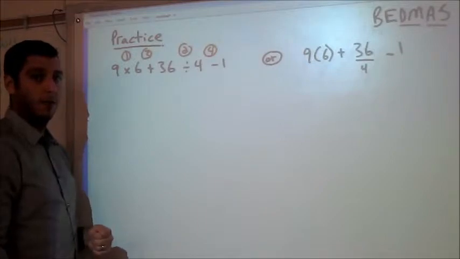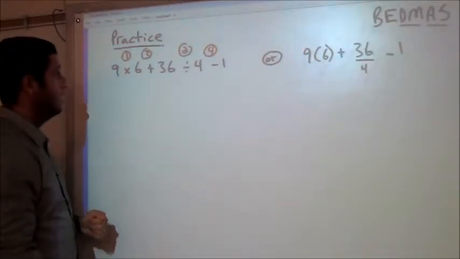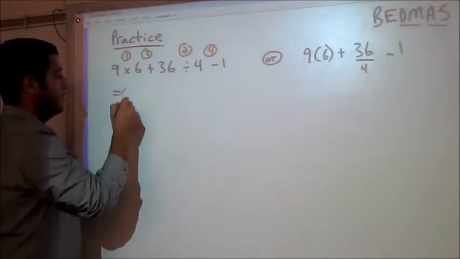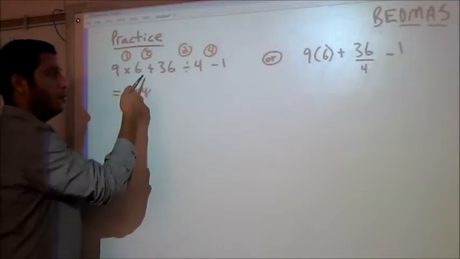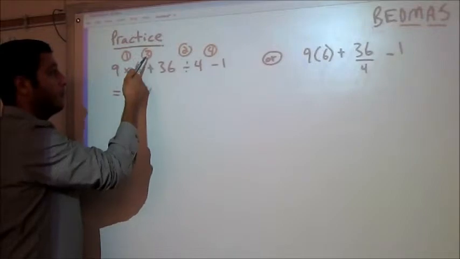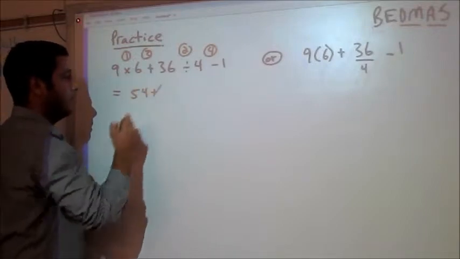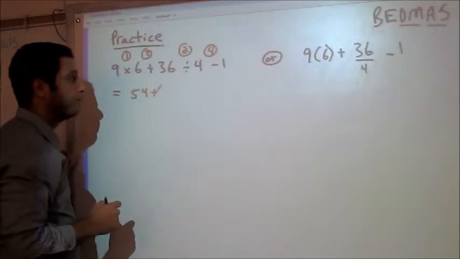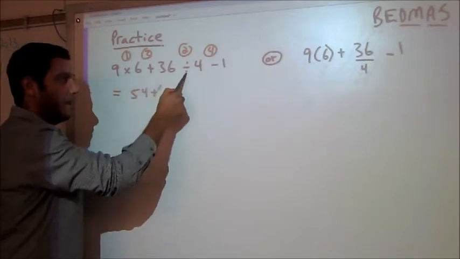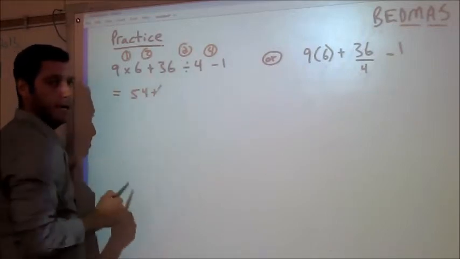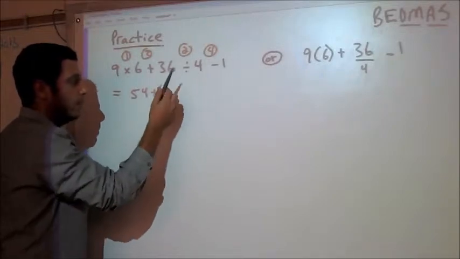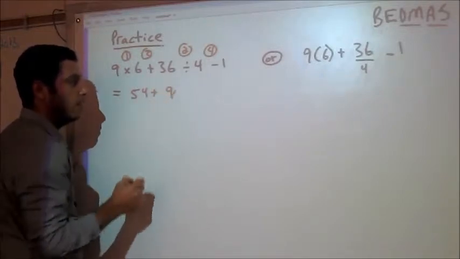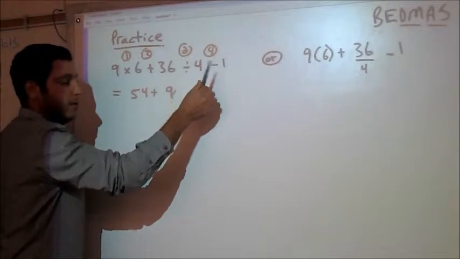Now let's solve this problem in that order. 9 times 6 is equal to 54. We are not going to be adding next, right? This is the third step, so we'll just leave addition there for now. But we can divide, because that's what comes next. That's the next step. So 36 divided by 4. 36 divided by 4 is equal to 9, and we'll save the subtraction for the end.